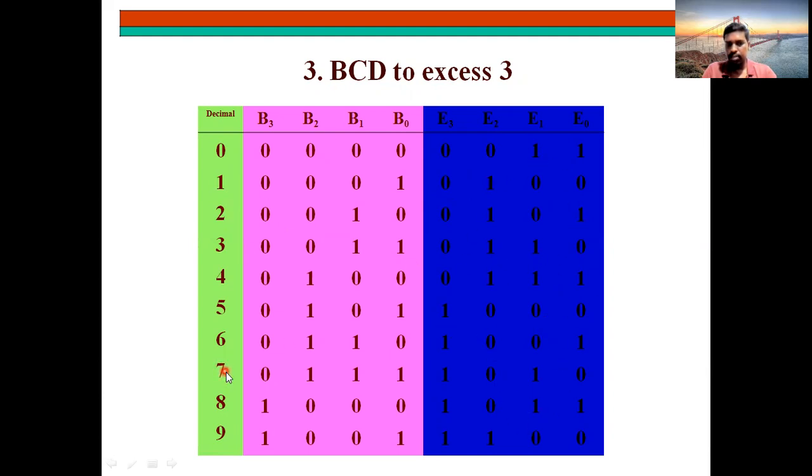Suppose what is the answer for 7? XS3 for 7 is 10, since 7 plus 3 is 10. What is 10 in binary format? 1010. Like that, we fill up all these numbers just by adding 3. 0 plus 3 equals 3, 1 plus 3 equals 4, 2 plus 3 equals 5, 3 plus 3 equals 6, 4 plus 3 equals 7, 5 plus 3 equals 8, 6 plus 3 equals 9, 7 plus 3 equals 10, 8 plus 3 equals 11, 9 plus 3 equals 12.